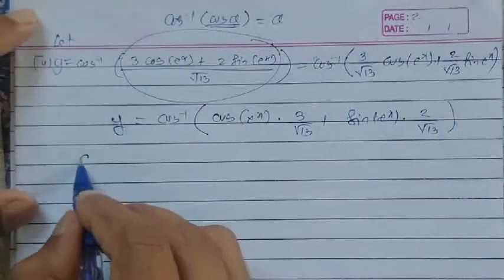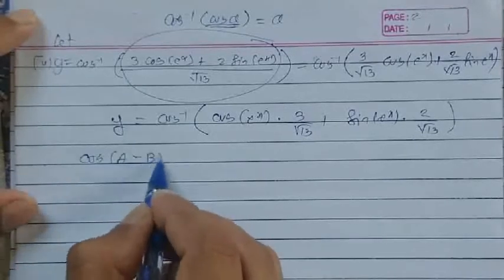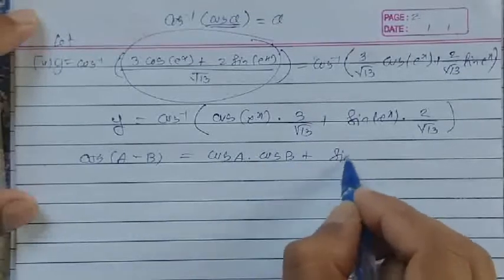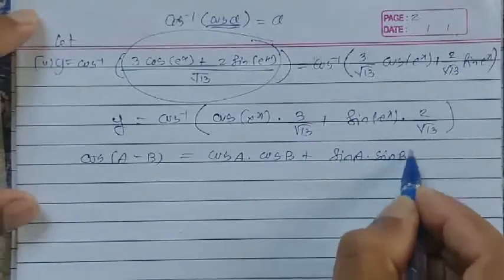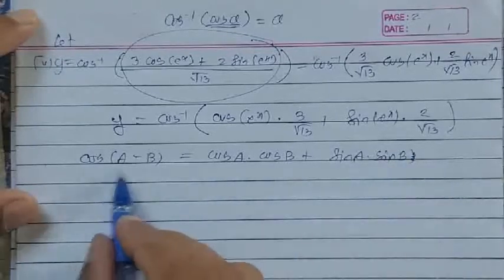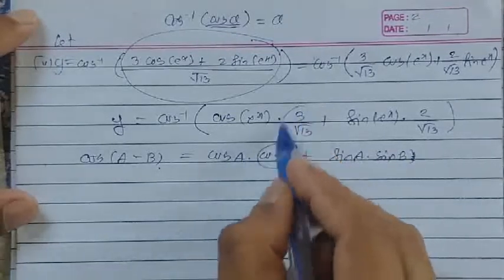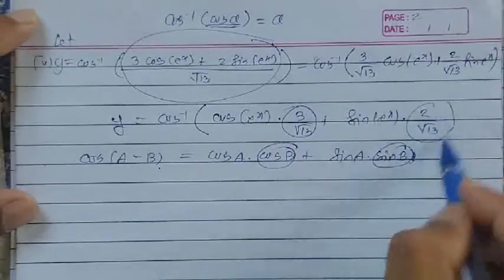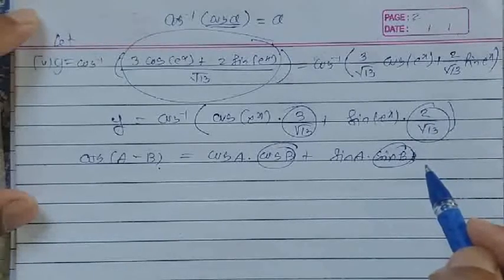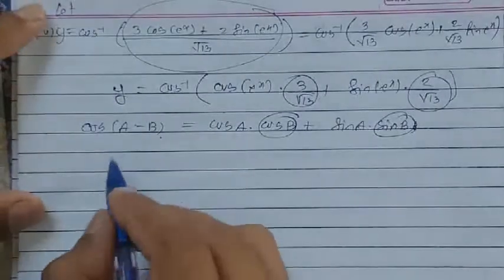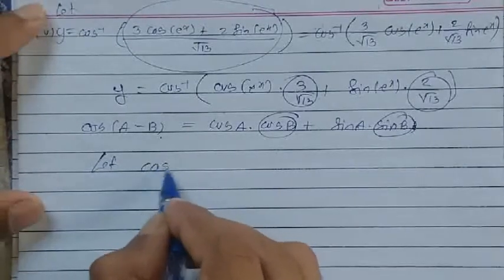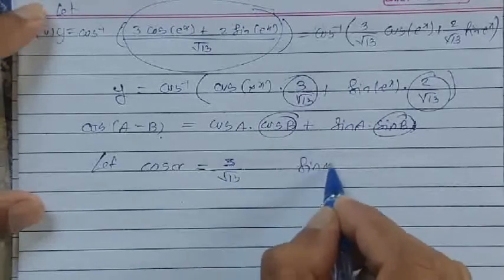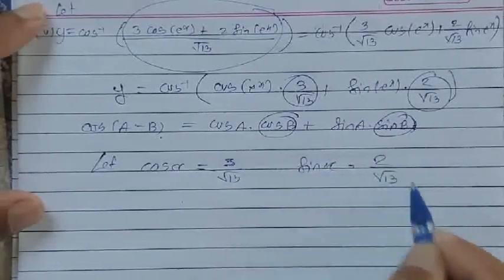We have the allied angle formula for cos of a minus b, which is nothing but cos a cos b plus sin a sin b. So here on comparing with your allied angle formula for cos of a minus b, we have cos b value is nothing but 3 divided by root of 13 and sin b value is nothing but 2 divided by root of 13. So what we get here, let us assume that cos of alpha is equal to 3 divided by root of 13 and sin of alpha is equal to 2 divided by root of 13.